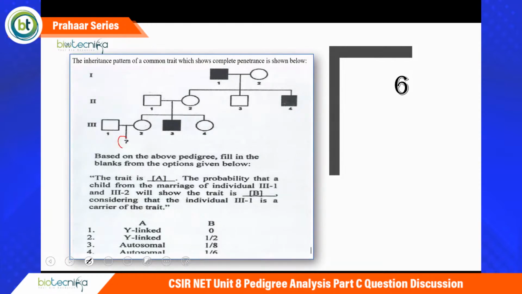Okay. So first of all, we have to find out what is the inheritance pattern of the trait. For that, again, take the hint from the options. You don't have to analyze and check for all the 6 inheritance patterns. That will just waste your time.